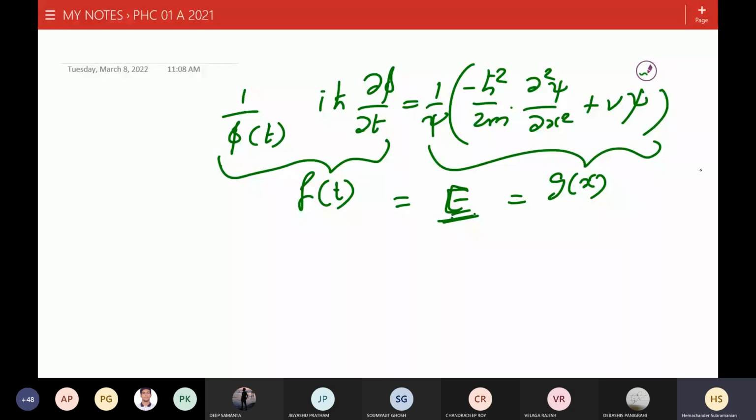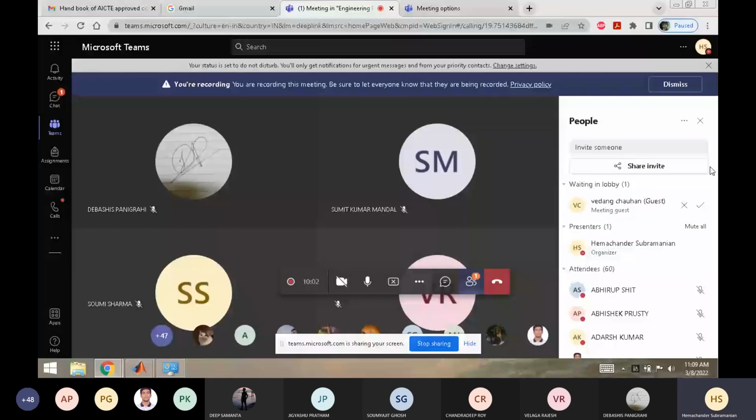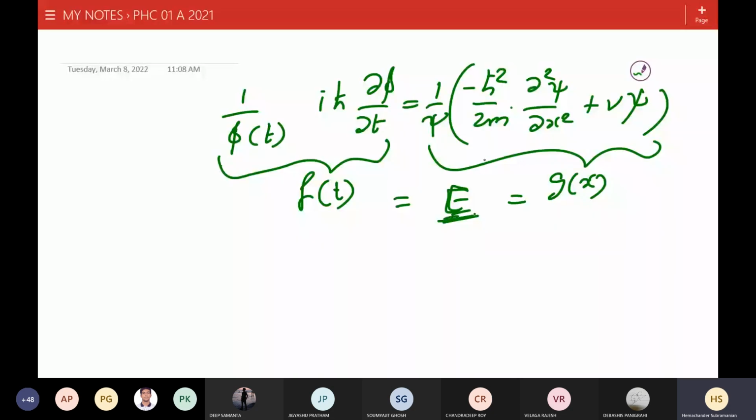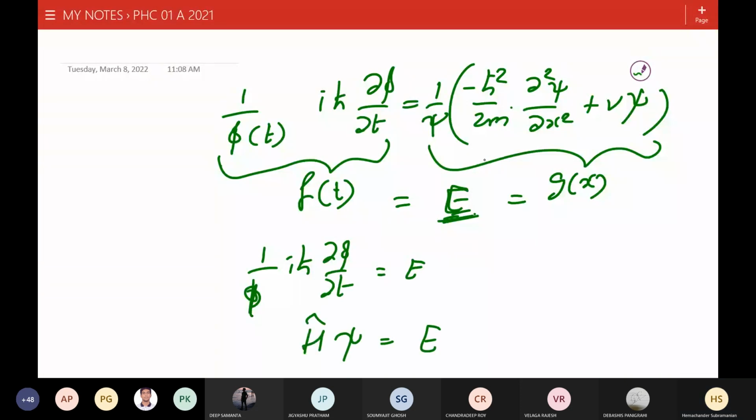Okay, E is energy, basically. It's a constant, so you can equate both sides to a constant E. So 1 over phi times i h cross dou phi by dou t equals E, and on this side, 1 over psi times H psi equals E as well.